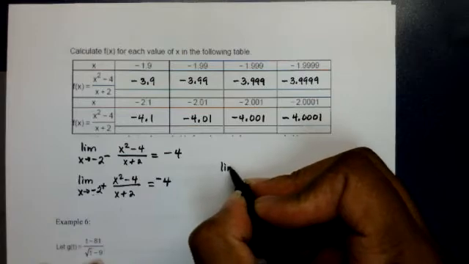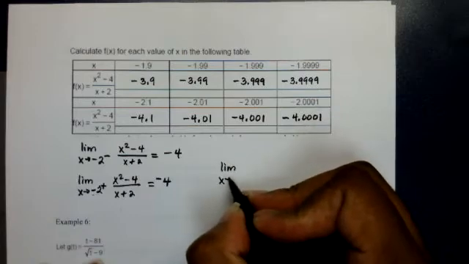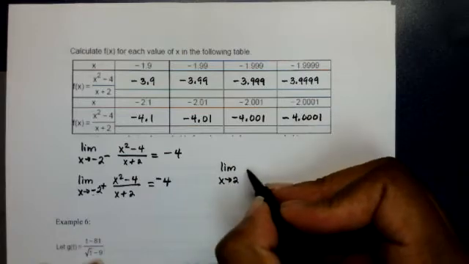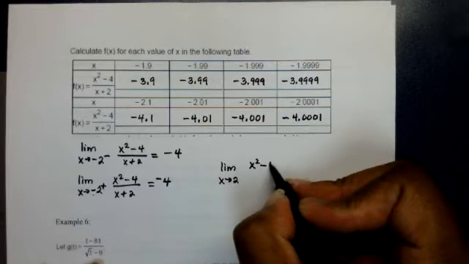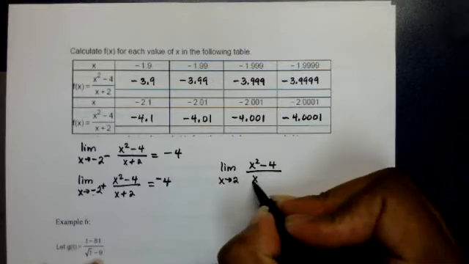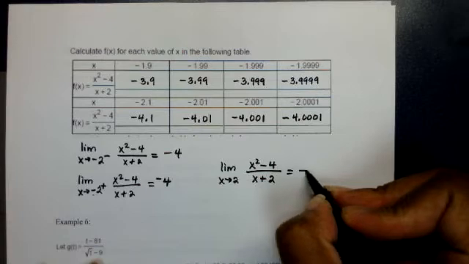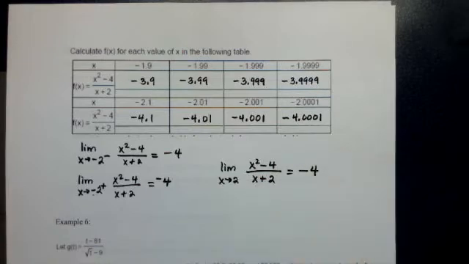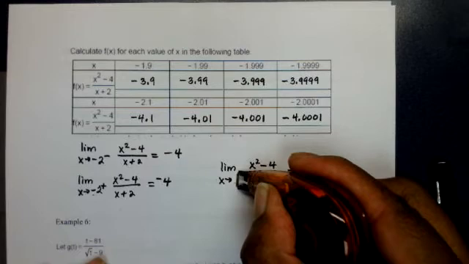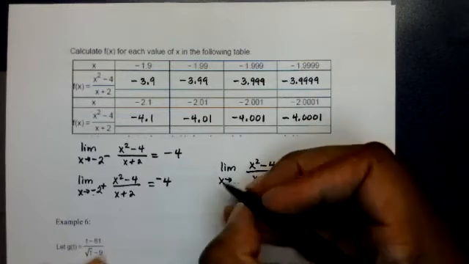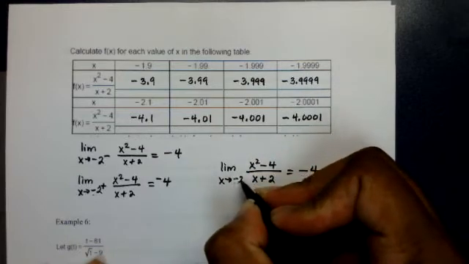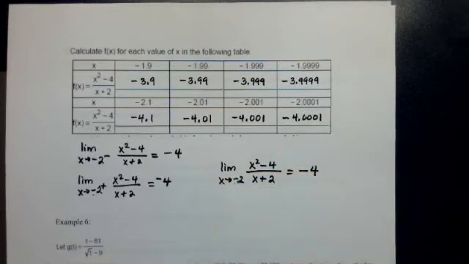So the final answer, we can say here that the limit as x approaches negative 2 in general of x squared minus 4 divided by x plus 2 will be negative 4. As you can see.